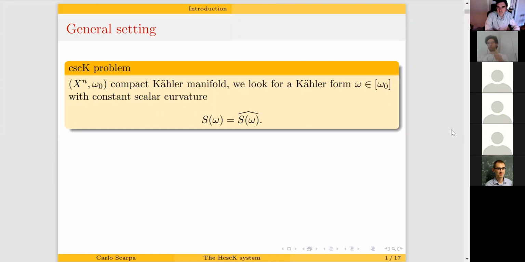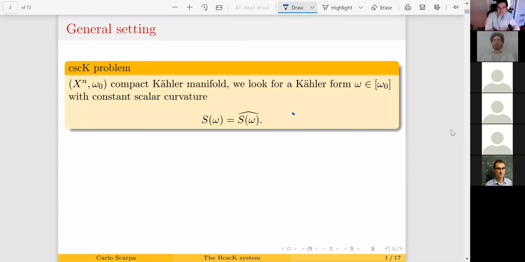So we have a compact Kähler manifold over which we fix some background Kähler form omega 0, and we look for new Kähler forms in the same class that have a constant scalar curvature. So I'm writing the equation like this. S is just the scalar curvature of the corresponding Kähler metric, and this will be a constant that in general depends just on the topology of the manifold plus the Kähler class that we have fixed.